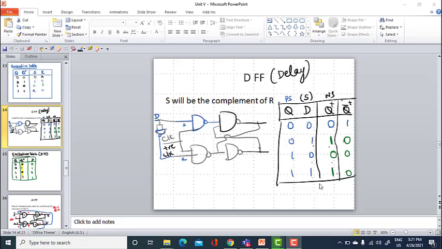Because the input is having 1 and 1, and the output is also having 1 and 1 at the logic 1 and 1. So to avoid this indeterminate state, the inputs should be complements of each other. So what we are going to do with the SR flip-flop is a slight structural modification such that R will be the complement of S. So we are connecting an AND gate here in such a way that this 1 and 1 combination won't appear in the input, as in your SR flip-flop, to avoid the indeterminate state.